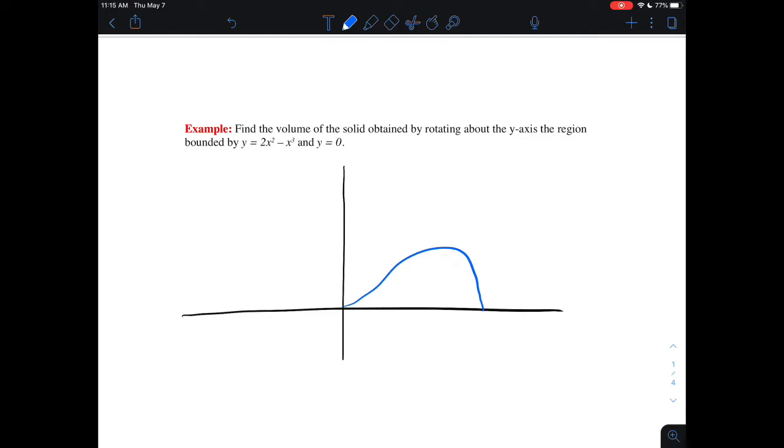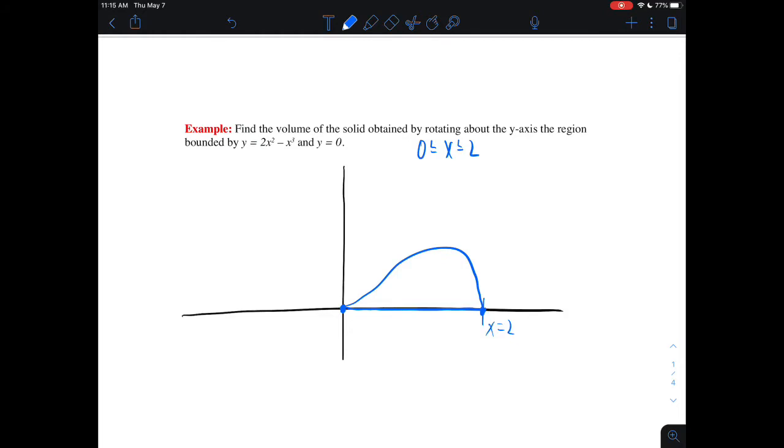And again, I want to redraw this so we can see what these cylindrical shells are. So again, just a little sketch of what this looked like. This is x equals 2 there. Notice in this example, it just says bounded by y equals 2x squared minus x cubed and y equals 0. That is this shape here. And so the limits of integration are just going to be x between 0 and 2.